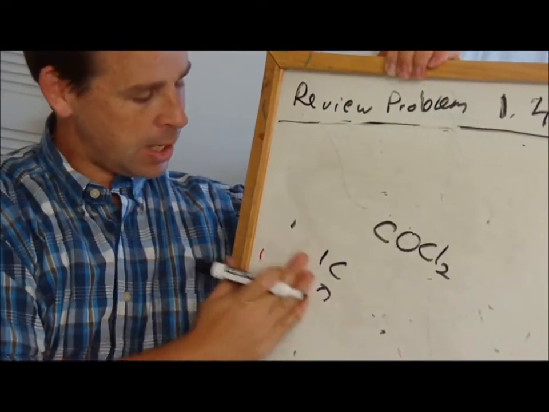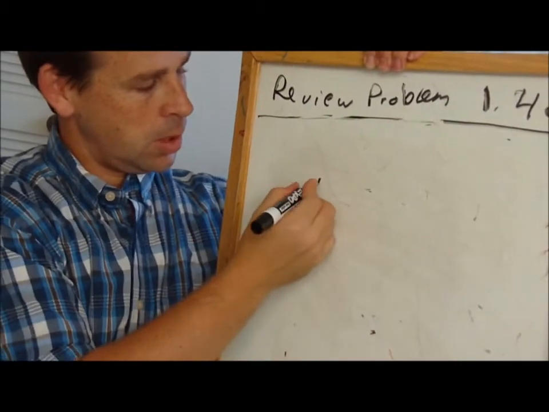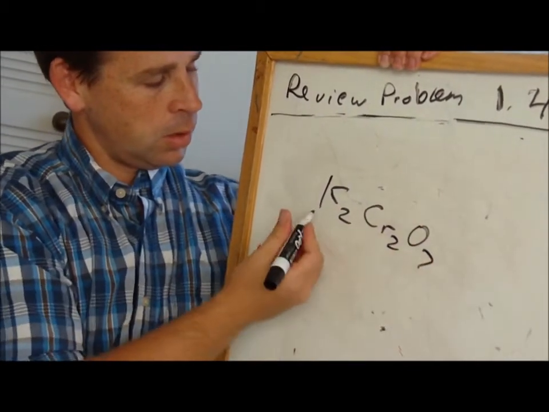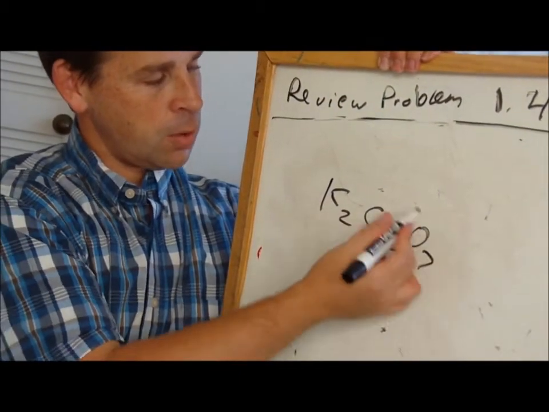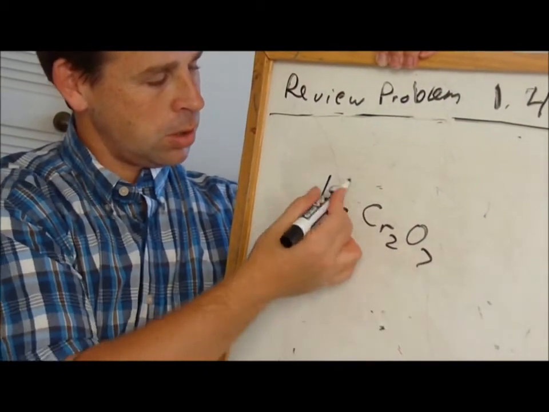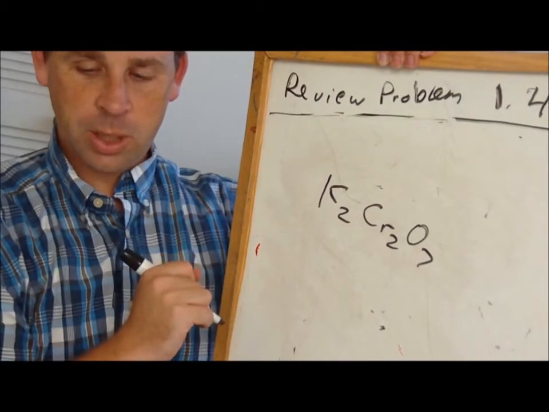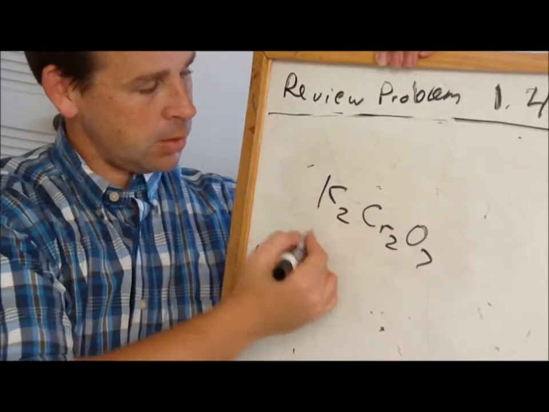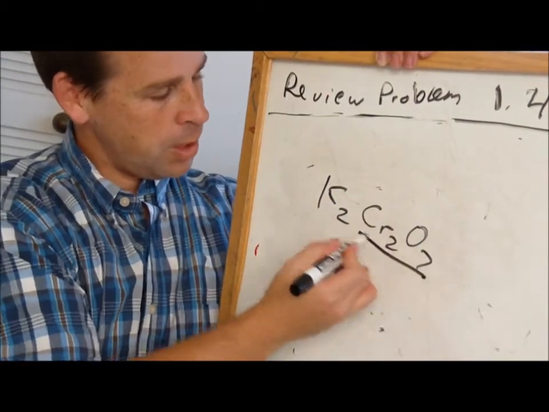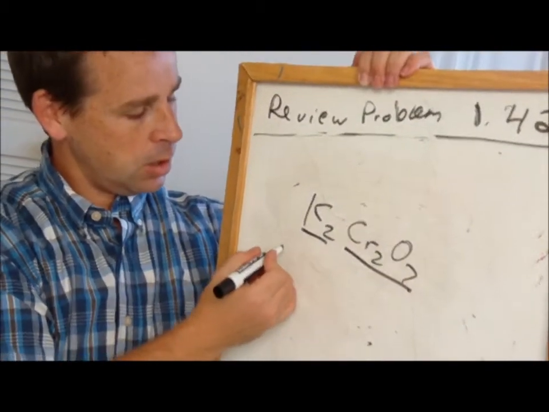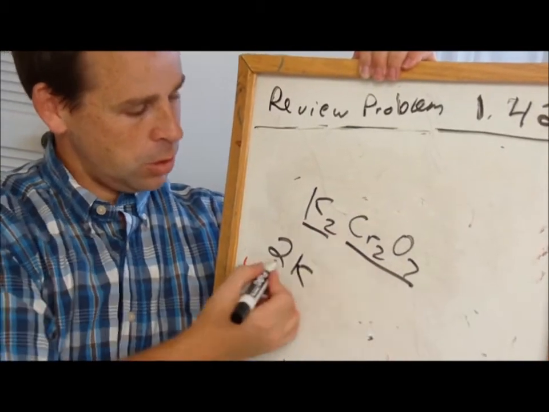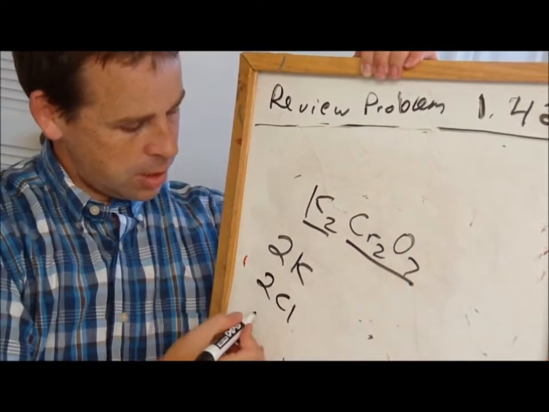K2Cr2O7, potassium dichromate. Potassium, the dichromate ion, has a -2 charge. Potassium ion, 2 of them, have a +1 charge each. Therefore, in this compound, we have one dichromate for every 2 potassiums. So there's 2 potassiums, and we know that again by the 2 subscript, 2 chromiums, and there's 7 oxygen.